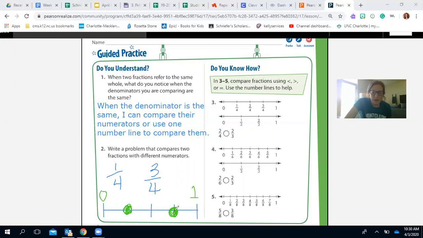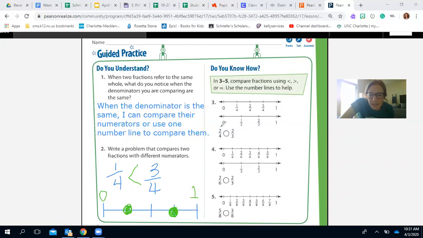Which one is bigger? Which one is closer to 1? Which one has more? 1/4 or 3/4? You're right, 3/4 is bigger. So when I write my comparison, I'm going to say 1/4 is less than 3/4. All right, moving on. In 3 through 5, compare fractions using less than, greater than, or equal to. Use your number lines to help.